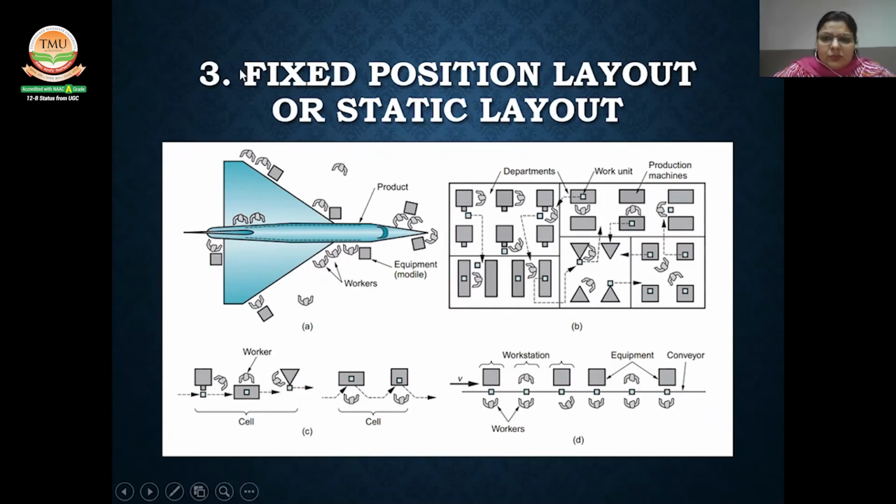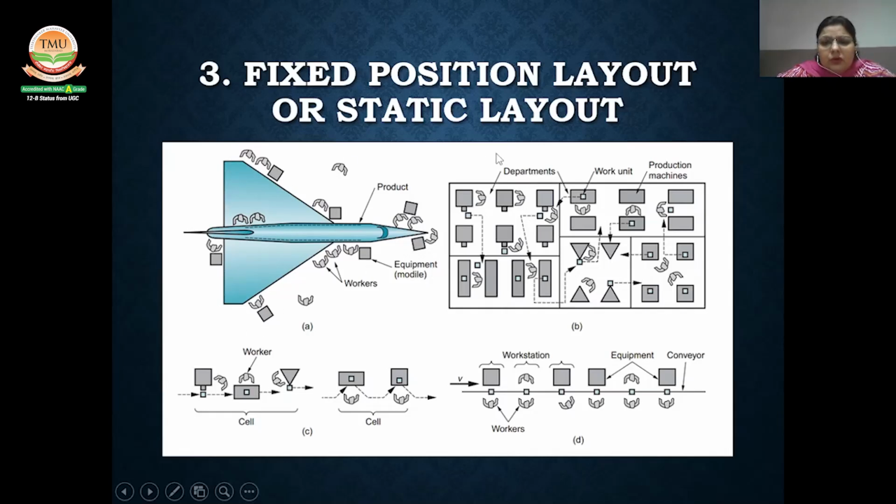Number three is fixed position layout or static layout. So this layout is the kind of layout where a product is fixed to a particular position, and different departments, or you can say the equipment, parts and components, will attach to that product, and it will make the finished product. Okay, how? Let's see. This is, we can say, a rocket, or there are the parts of this rocket.